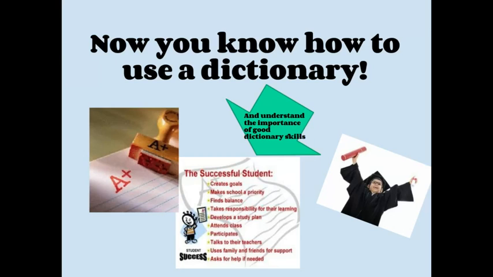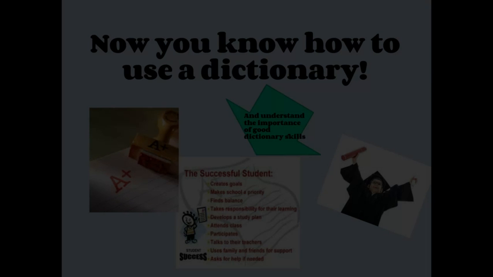So now you know how to use a dictionary, and you understand the importance of good dictionary skills. Because remember, successful students create goals, make school a priority, find balance, take responsibility for their learning, develop study plans, attend class, participate, talk to their teachers, use family and friends for support, and ask for help if needed. So learning how to do some of these things is a great way to help you become an even more successful student. So here's our activity that we're going to work on today.